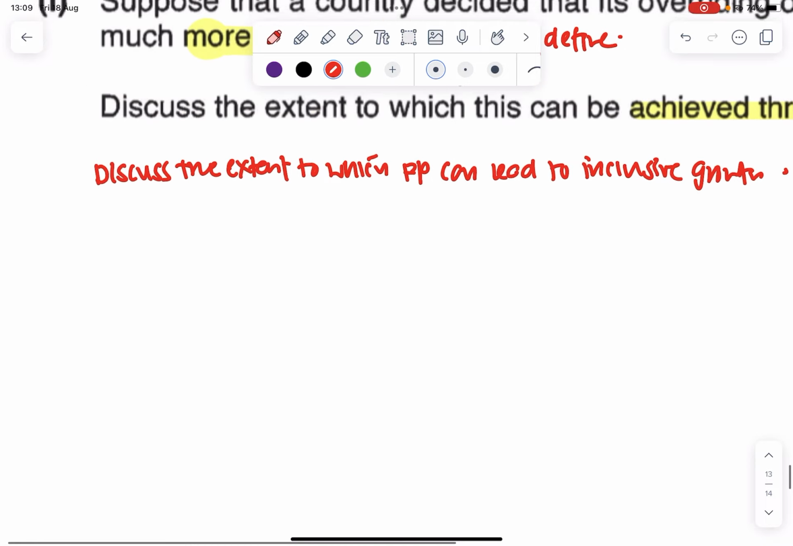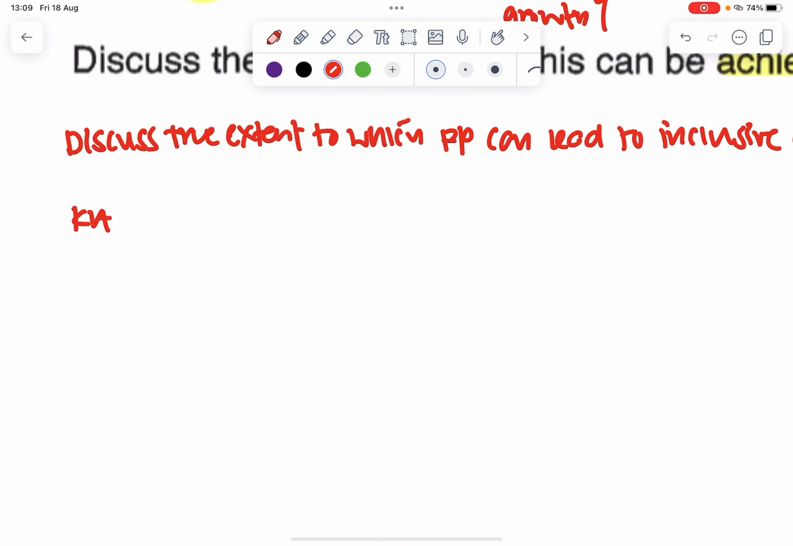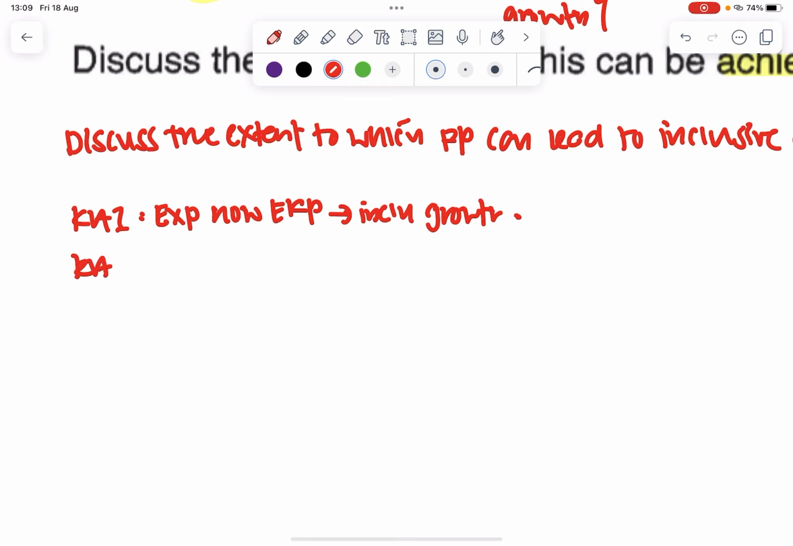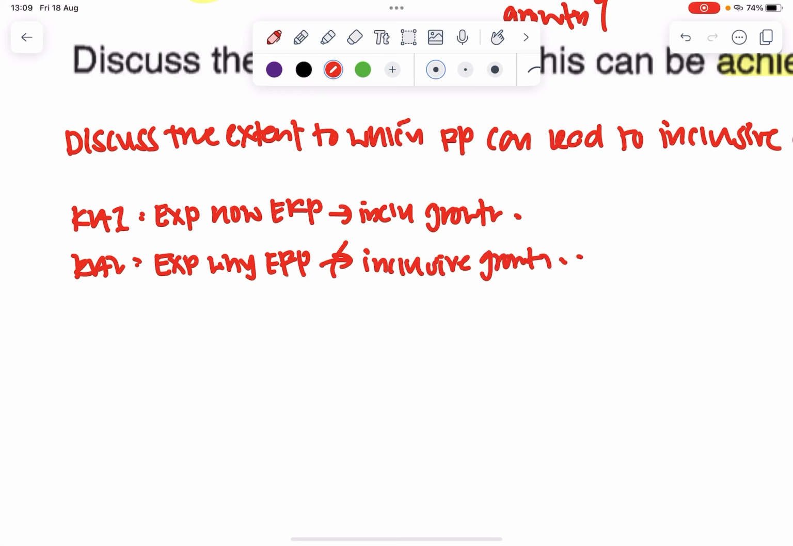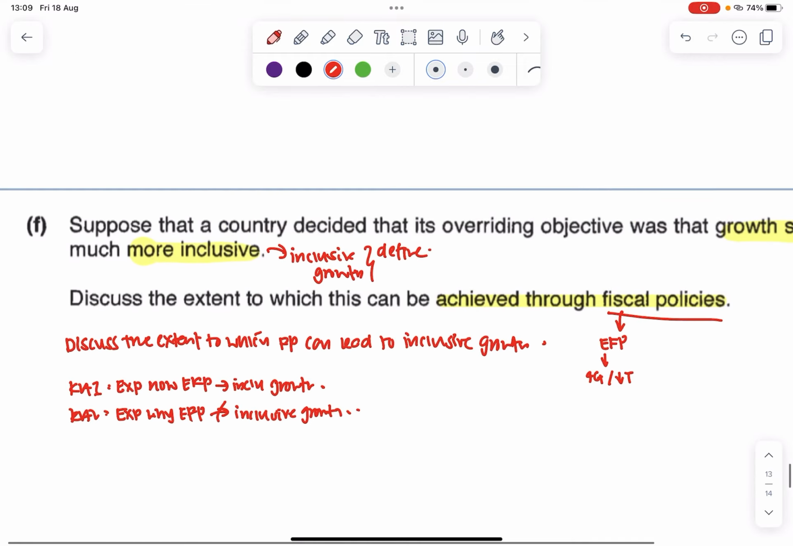Straight away I know my key argument 1 is to explain how expansionary fiscal policy leads to inclusive growth. And then my key argument 2, I will explain why expansionary fiscal policy may not lead to inclusive growth. And then in my conclusion, I'll evaluate whether or not fiscal policies alone would likely be sufficient for an economy to achieve inclusive growth.